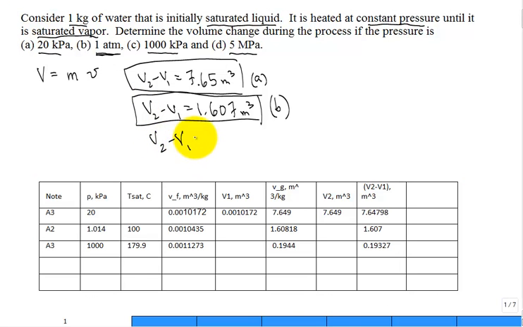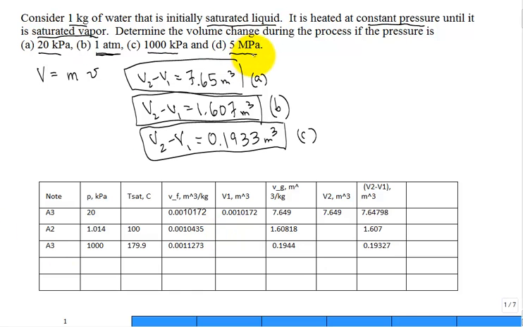So we could come up here and write the answer for volume change. V2 minus V1 is equal to 0.19, and if I want it, I'll put 33 meter cubed, and that's our answer for part C. Okay, let's go and take a look at the last one.